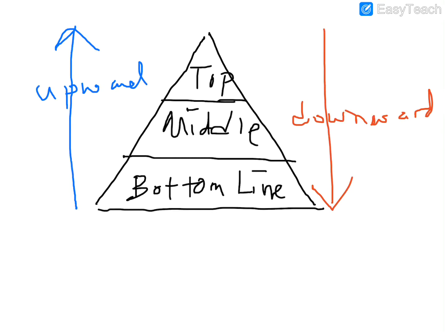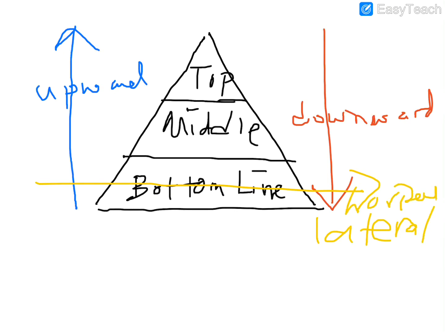Next we have horizontal. Horizontal is also what we call lateral. Lateral is horizontal. The information flows within the same level. It can be the same bottom line, same middle management, or same top management. This same level we call the horizontal direction, or lateral.